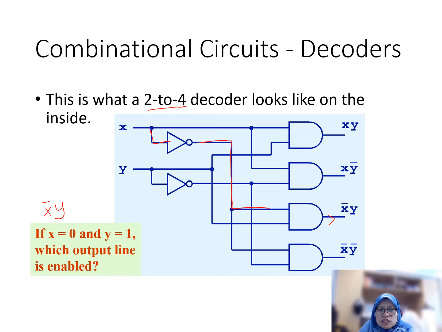So y will go to here, to the not gate. From not, we can go to this line and then this line. And then for y, it will go here, going to this line, and then to this line. So as we can see, only this gate is complete, which is connected. So that's why it will go out to this output line, x bar y.